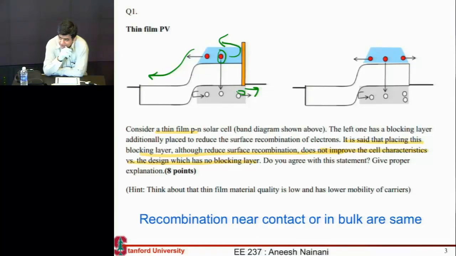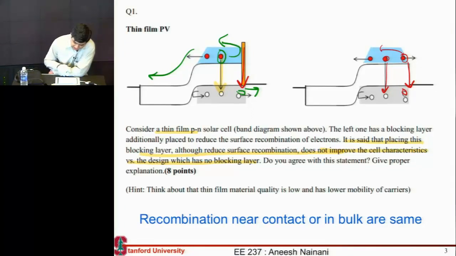Okay, that's one argument, that if they have low mobility, they'll recombine here instead of recombining at the edge. Usually if you don't have blocking layer, they'll recombine here, essentially recombine with the electron here. But if you do have blocking layer, they'll still recombine but away from the contact. So think about it. It might be the same thing whether you recombine near the contact or away from the contact.